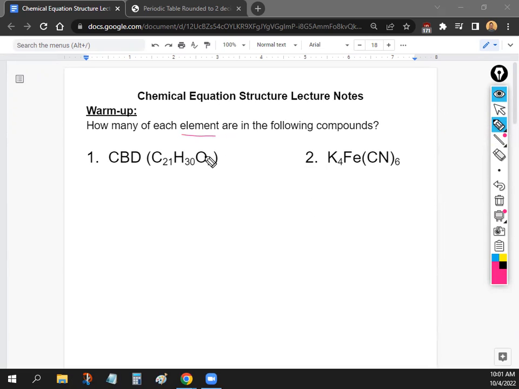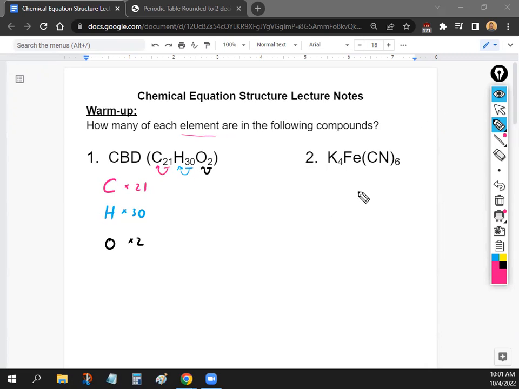So first we have CBD. And when we're trying to figure out how many elements there are, we got to look at the capital letters. So the first capital letter is C. So we got a carbon, and the number behind the letter tells you how many there are. So there are 21 carbons. Okay, the next capital letter is H, hydrogen, and there's a 30 behind it, so it tells us that there are 30 hydrogens. And then lastly, we got oxygen, which is the capital O, and there's a 2 behind it, so it tells us that there are 2 oxygens. All right, so that's CBD.